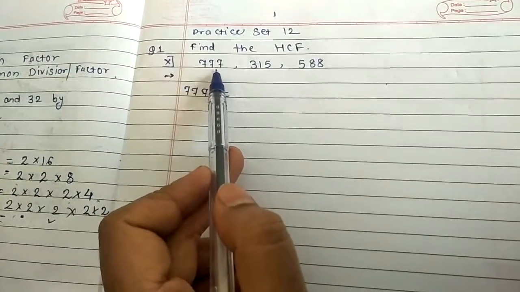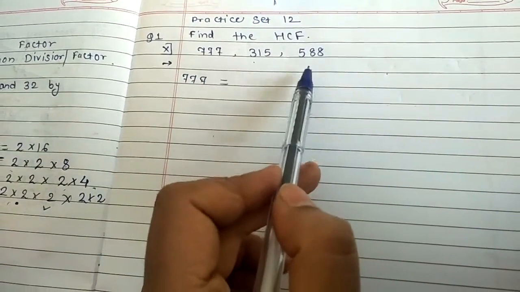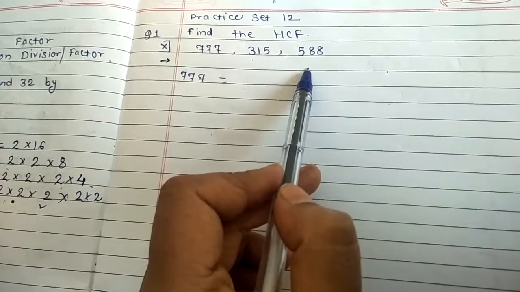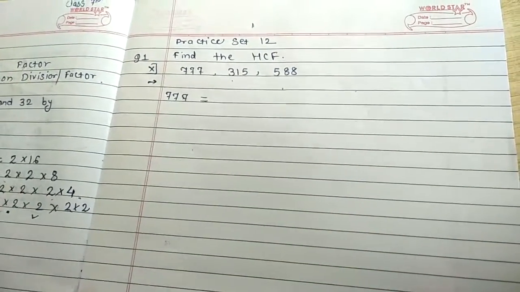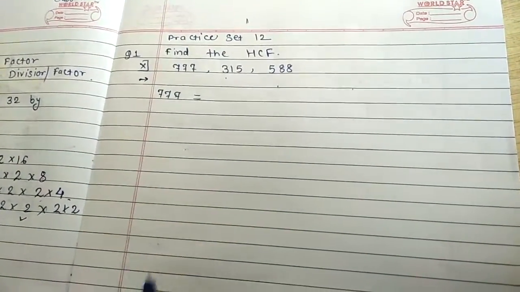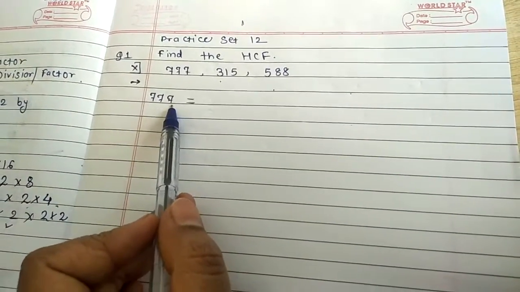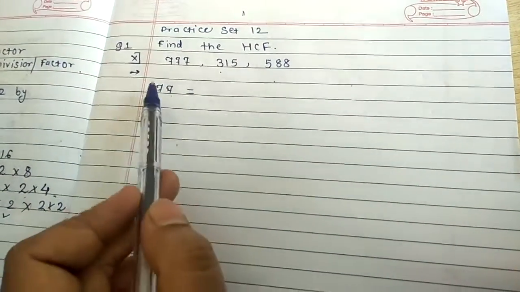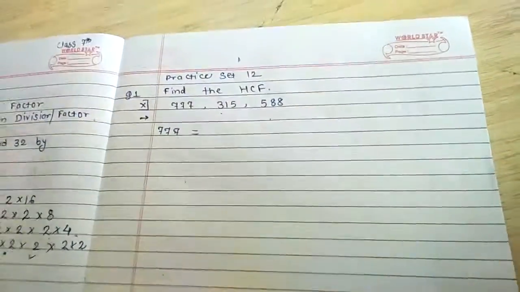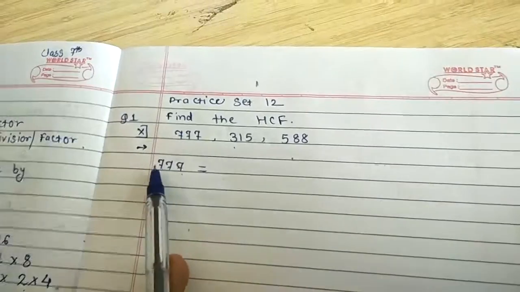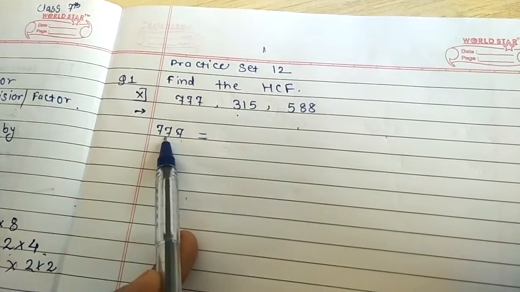Because here 777 is there, here 315 is there, and here 588 is there. So now how to find out? तो मैंने आप लोगों को कहा था please learn the divisibility test. So now here, the divisibility test. See, we can divide by 7, but after that what will you do? First, the two divisibility test. So this we can check by the two divisibility test.